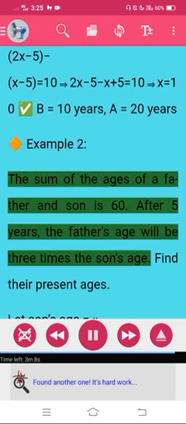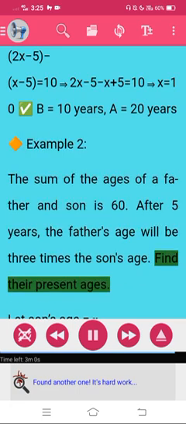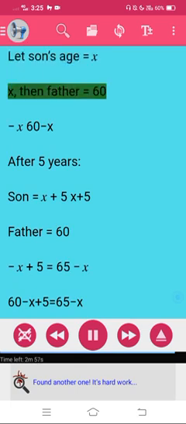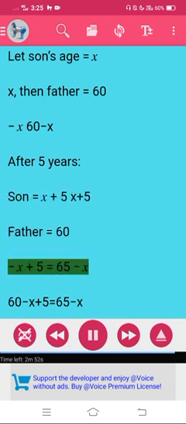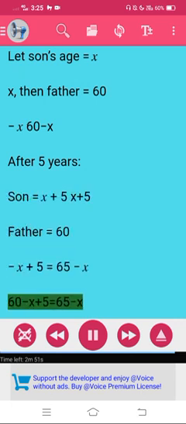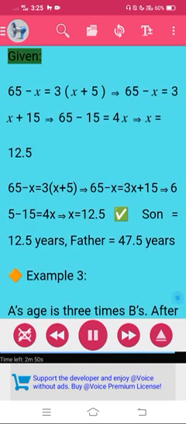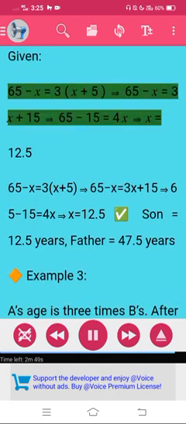Example 2: The sum of the ages of the father and son is 60. After 5 years, the father's age will be 3 times the son's age. Find their present ages. Let the son's age equal x, then the father equals 60 minus x. After 5 years, the son equals x plus 5, and the father equals (60 minus x) plus 5, which is 65 minus x. Given: 65 minus x equals 3(x plus 5) ⇒ 65 minus x equals 3x plus 15 ⇒ 65 minus 15 equals 4x ⇒ x equals 12.5.